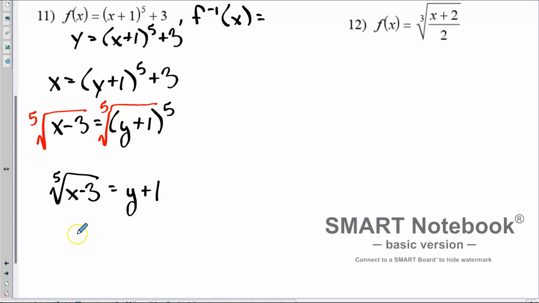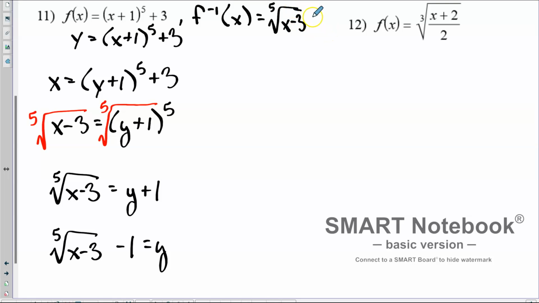To get y by itself, the last thing I need to do is subtract 1 from both sides. The minus 1 is on the outside, and this is my f inverse. Notice that this is very powerful math that you guys are going to be able to do, and you should be very proud of yourselves because this is pretty cool. Now I'm doing a couple examples, that's why the video is a little longer than usual, but this is good for you guys to have available.